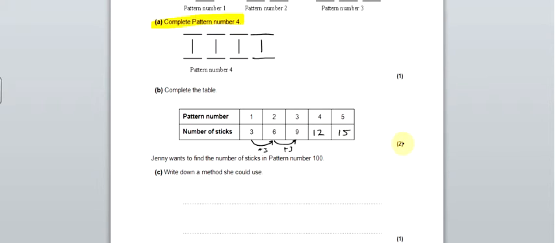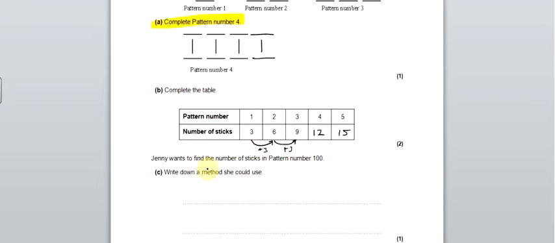So that's 2 marks. Now, Jenny wants to find the number of sticks in pattern number 100. There's several ways you could do this. There's several wrong ways, so be very, very careful. What you need to notice is what times table it is. And it's the 3 times table. And you can see if you times the top number by 3, you get the bottom number.